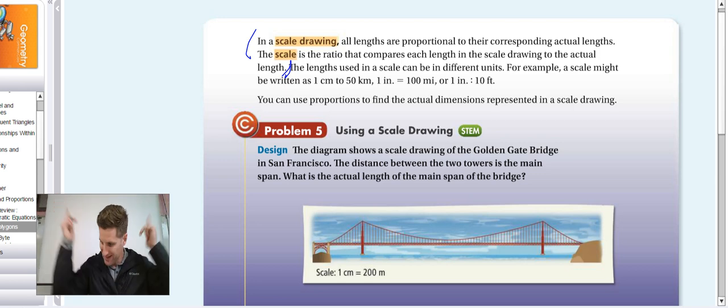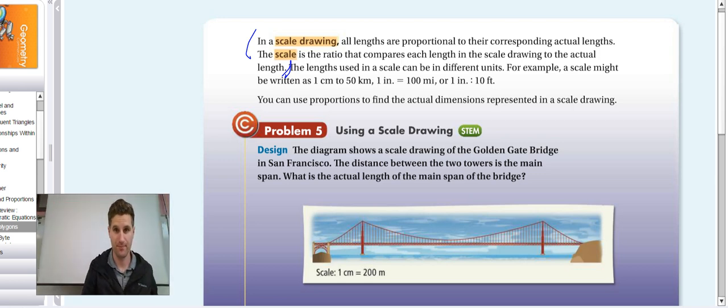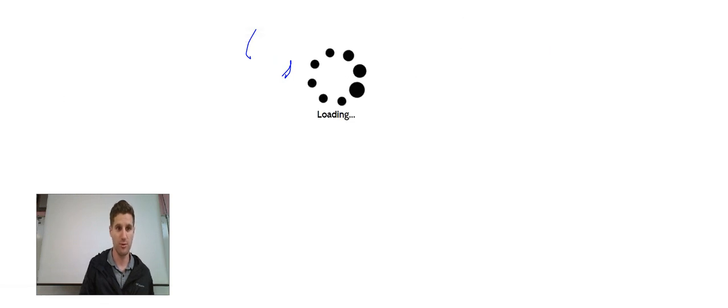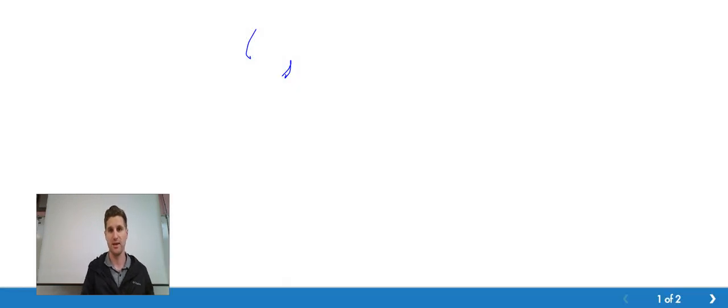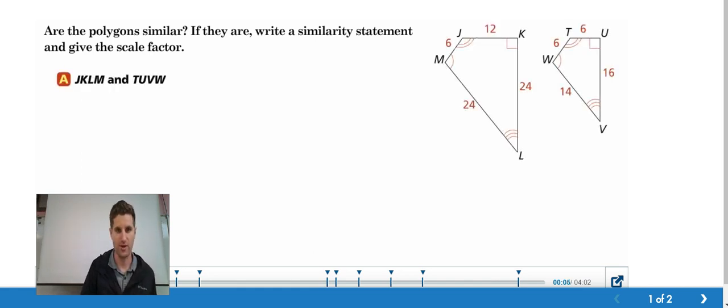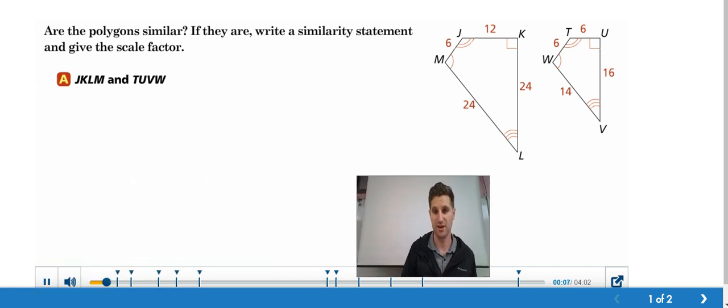Let's jump into some examples. I am on the wrong example. Here's our first one. Are the polygons similar? If they are, write a similarity statement for the given and the given scale factor.